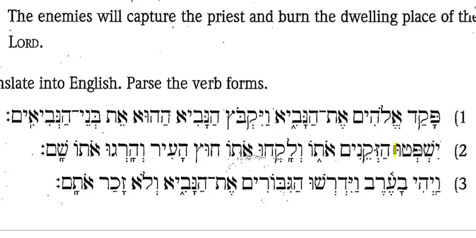Yishpetu, ha-zekenim moto, v'lakchu oto chutz ha'ir, v'hargu oto sham. Okay, so there's actually 3 clauses. 3 statements are being made here. The first verb, is that a perfect, imperfect, WCI, or WCP? Yishpetu.